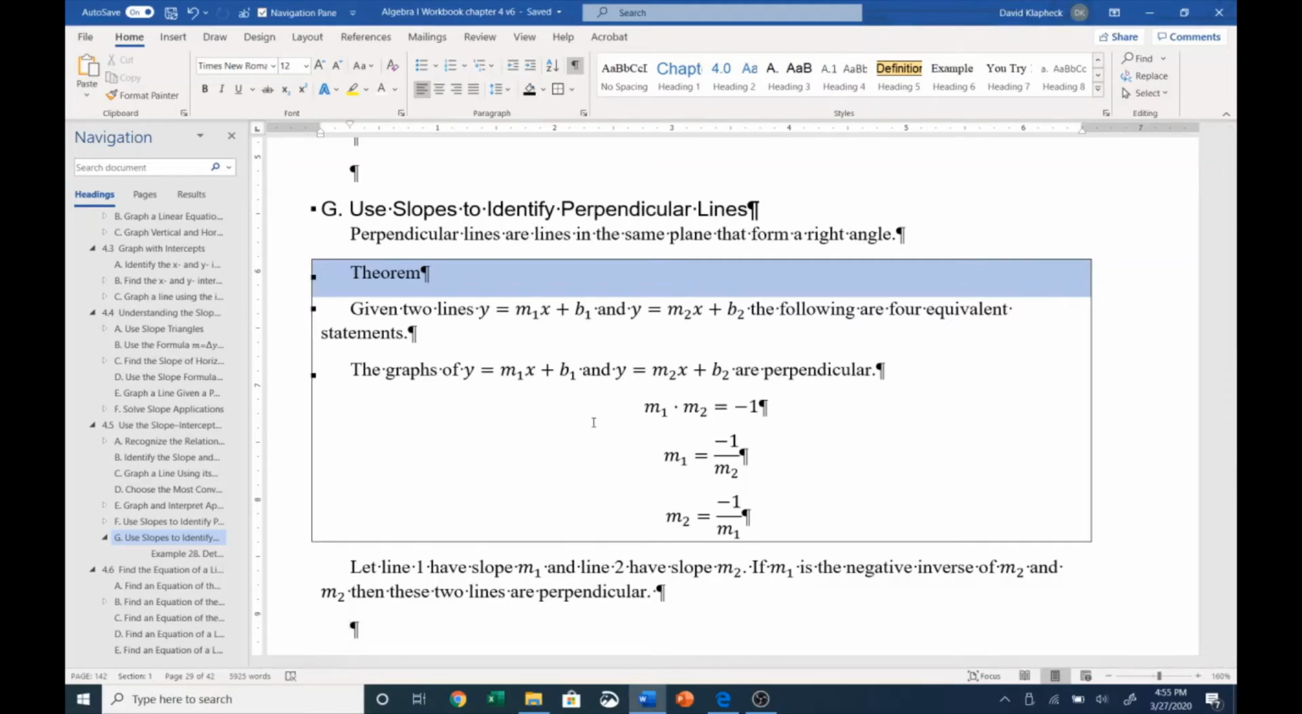Section 4.5, Part G. Use slopes to identify perpendicular lines. Now these perpendicular lines are in the same plane and form right angles.